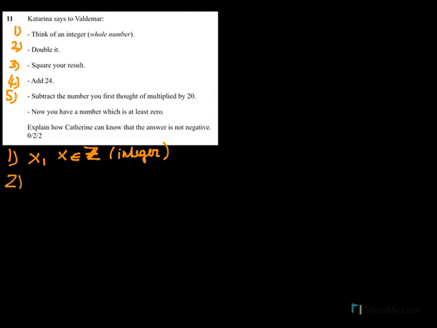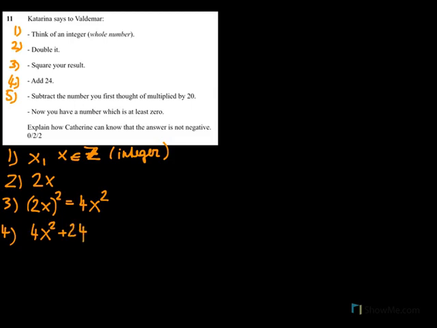In the second step, Katarina asks Valdemar to double our integer. 3, square your result. So square the number we got in the previous step. So 2x and the whole thing squared. We can simplify it right away to 4x squared. In the fourth step, add 24, so 4x squared plus 24.